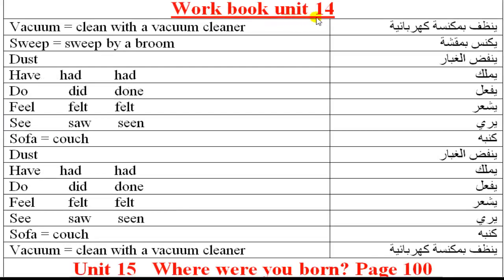Workbook Unit 14. Vacuum. Clean with a vacuum cleaner. Sweep. Sweep by a broom. Dust. This is verb. Have. Had. Have present. Had past.